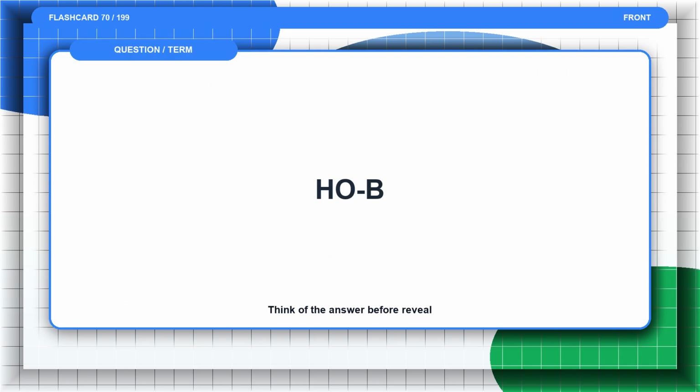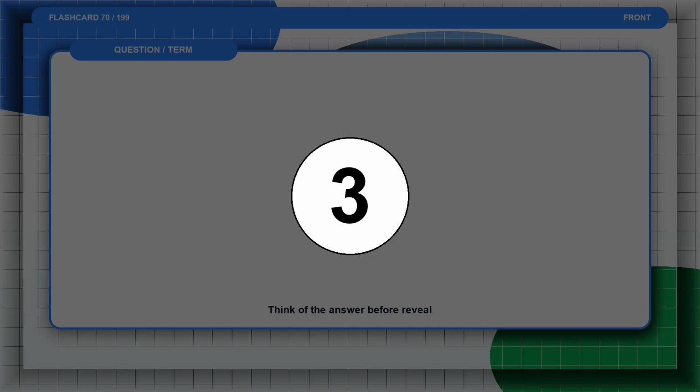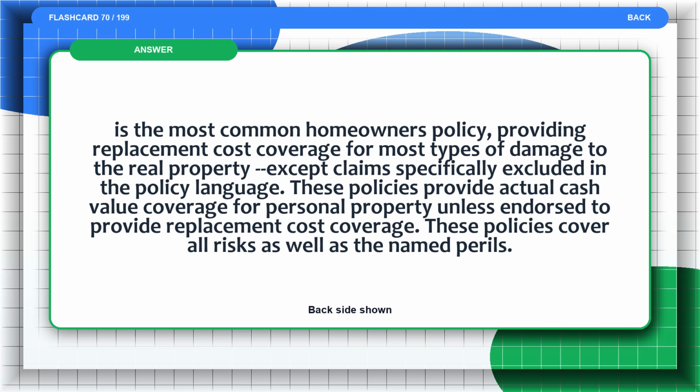Flashcard 70. HOB. Pause and think of the answer before the reveal. The answer is the most common homeowners policy, providing replacement cost coverage for most types of damage to the real property except claims specifically excluded in the policy language. These policies provide actual cash value coverage for personal property unless endorsed to provide replacement cost coverage. These policies cover all risks as well as the named perils.